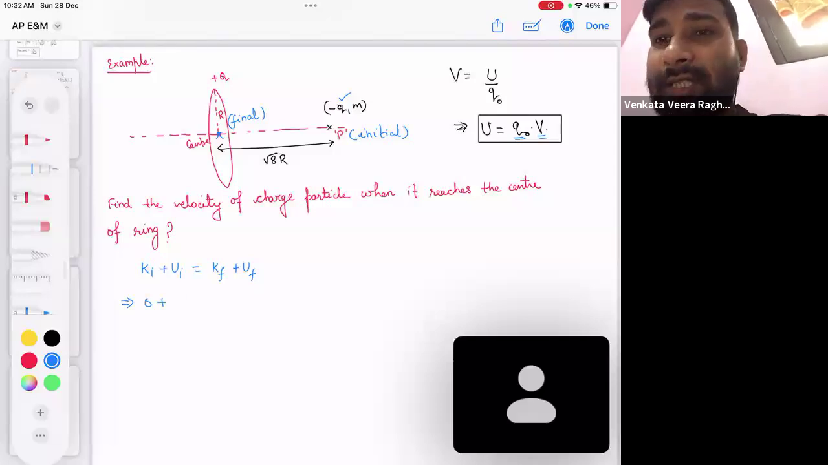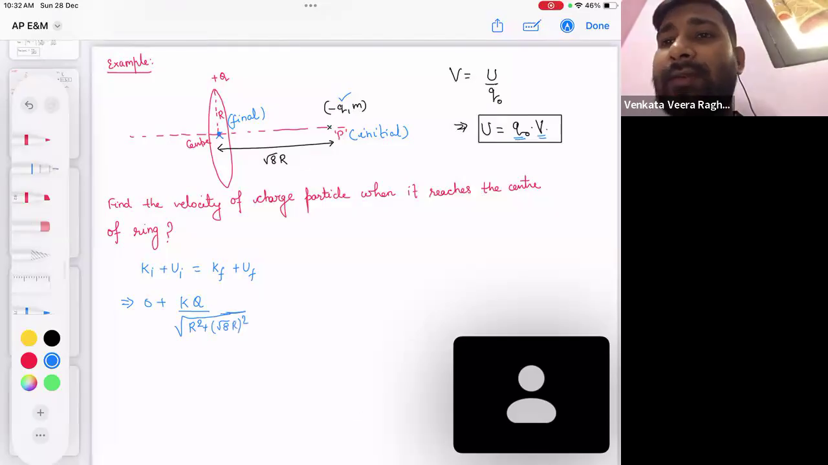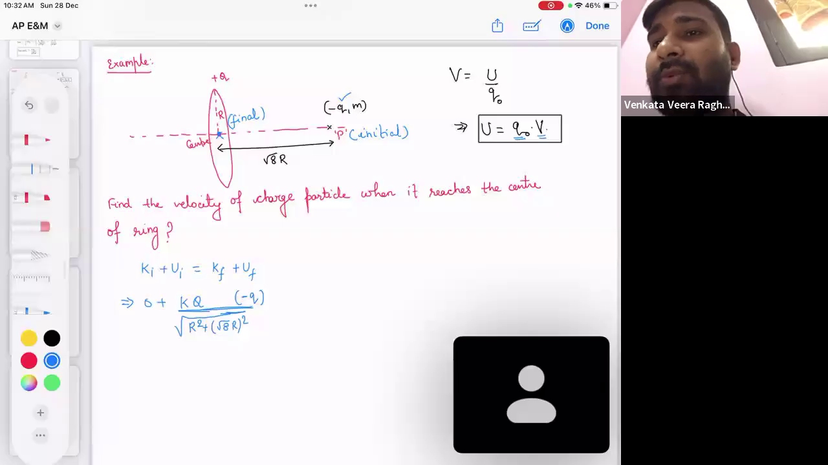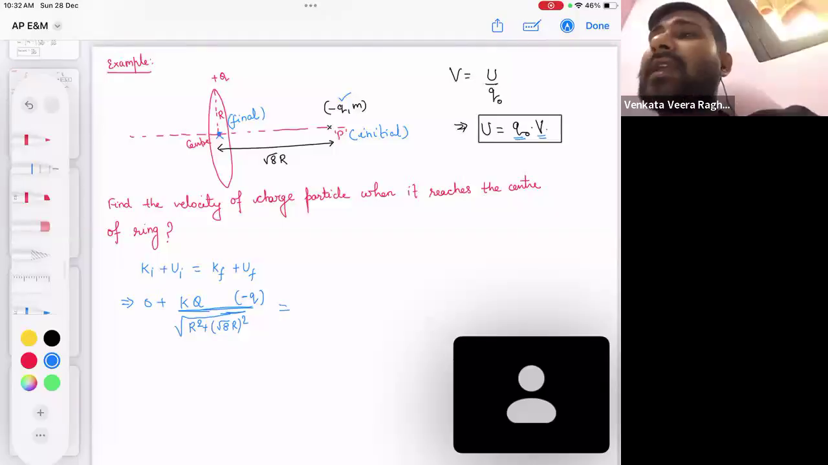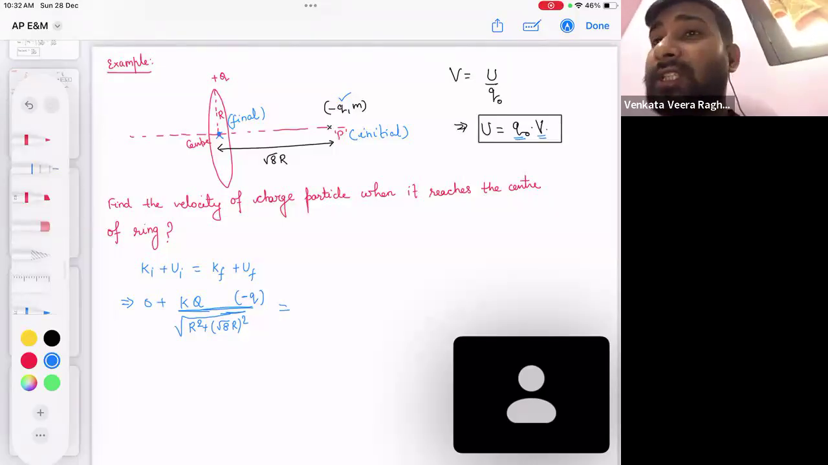So what is the potential at that point? The potential at that point is kQ by under root of R square plus root 8 R square. Please check it. This is the potential at the initial point. And what charge is present there? The minus q is present there. So this is what we have as U initial.